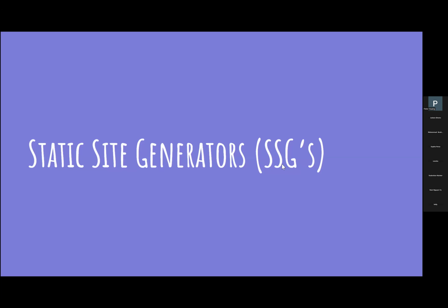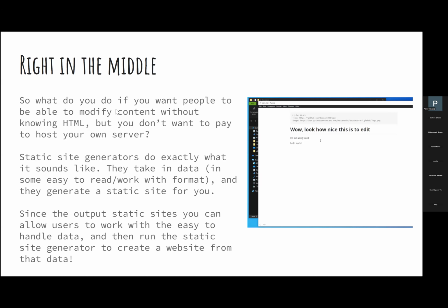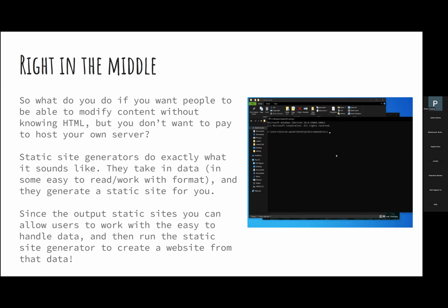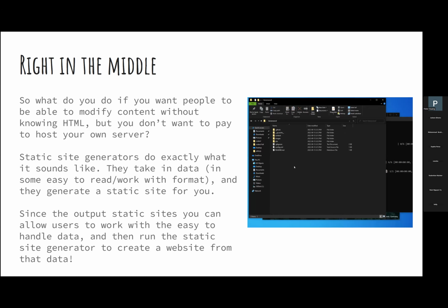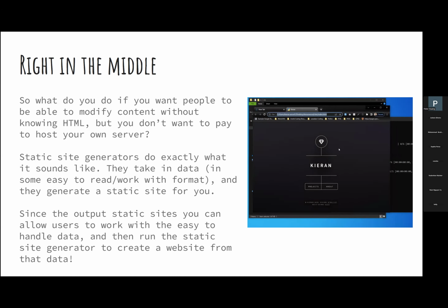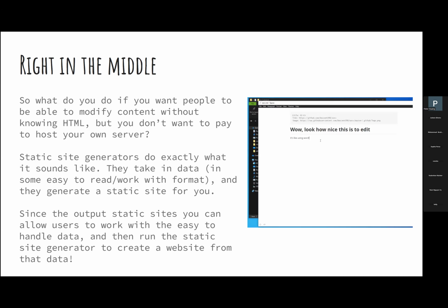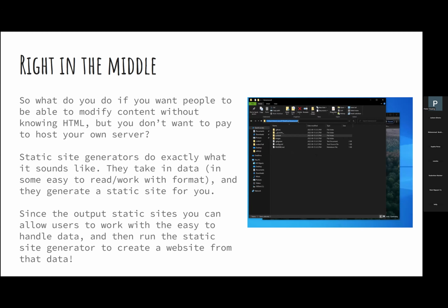Looking at static site generators, the SSGs, this is somewhere right in the middle, where you want to have modified content without knowing the HTML and you don't want to pay to host your own server. Static site generators do exactly what it sounds like: they take in the data and then generate a static site for you. Since the output is a static site, you can allow users to work with an easy-to-handle type of data and then use a static site generator to create a website from it. As you can see from the animation here, there's an example of what a static site generator looks like.